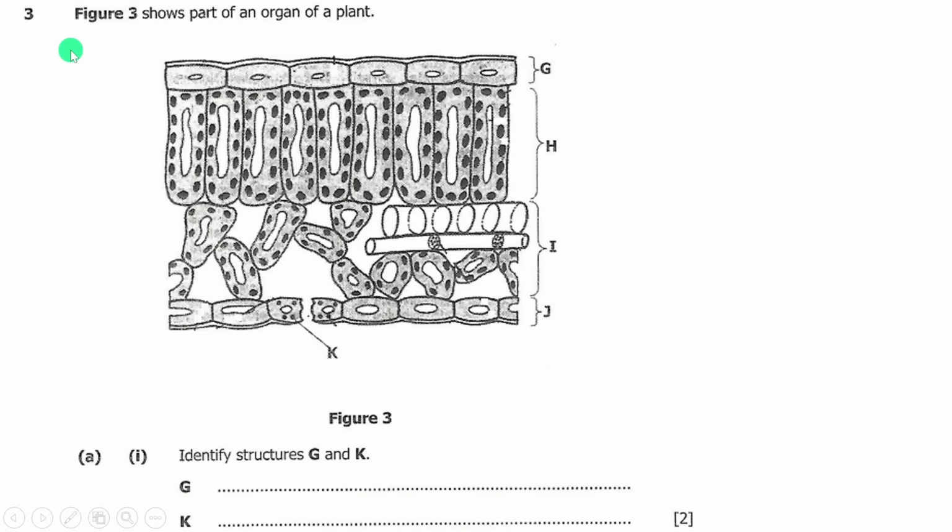All right, so this is question 3. Figure 3 shows part of an organ of a plant. This is figure 3 here with the parts K, J, I, H, G. Part A1 says identify structures G and K. So where is G? G is here and K is here. G is the upper epidermis, and K, which is this part here, is the guard cell. All right, so let's proceed.